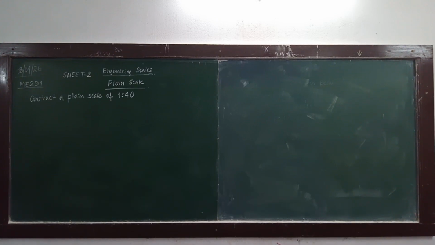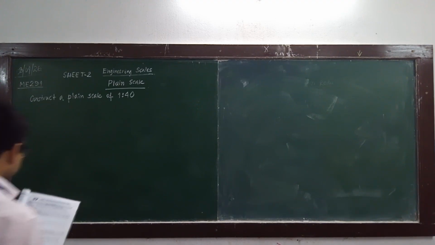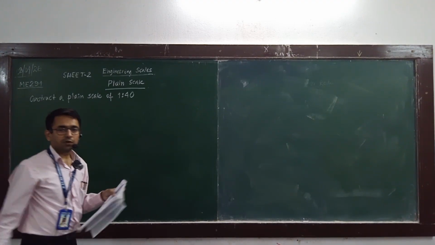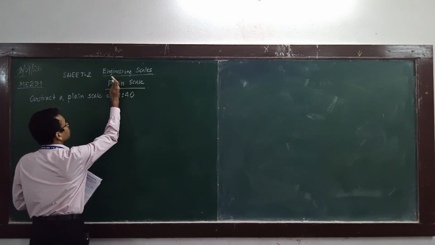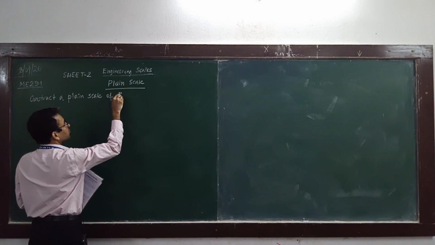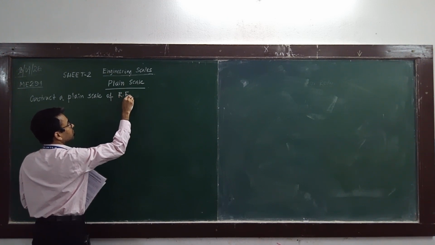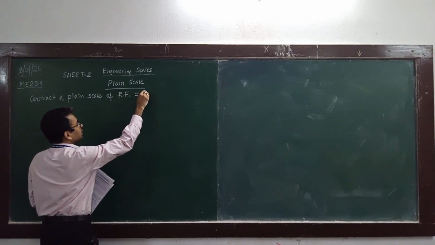Check the page number in the manual. So construct a plane scale of RF is equal to 1:40.